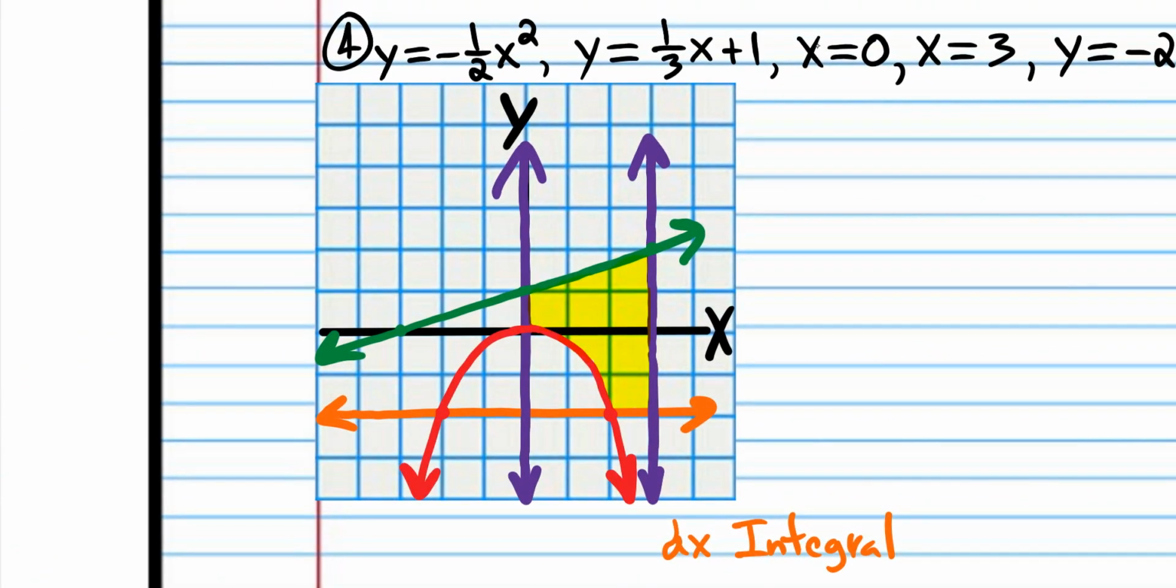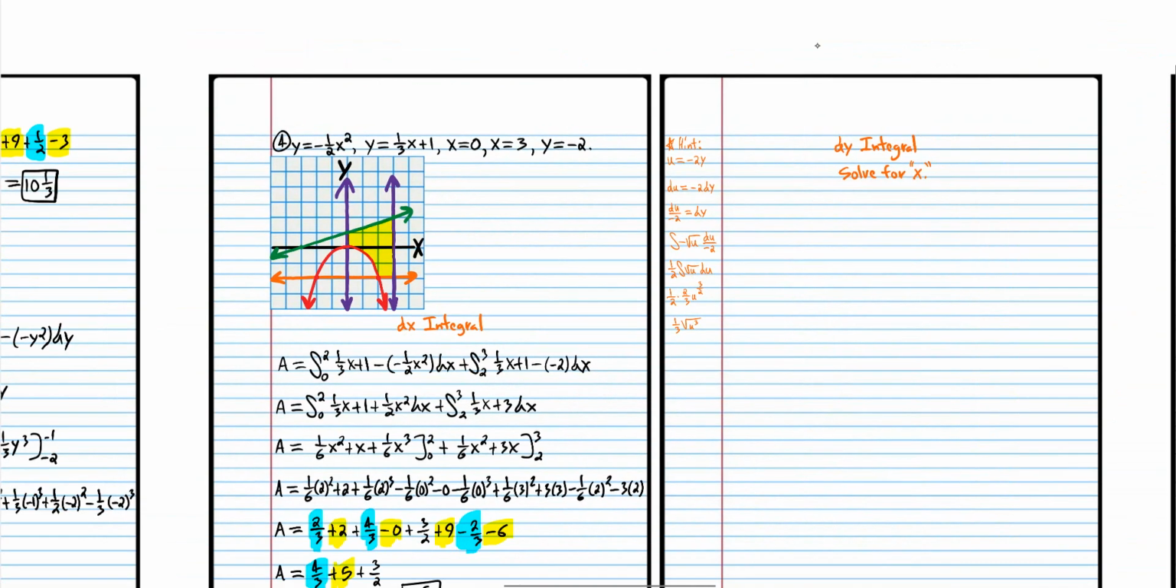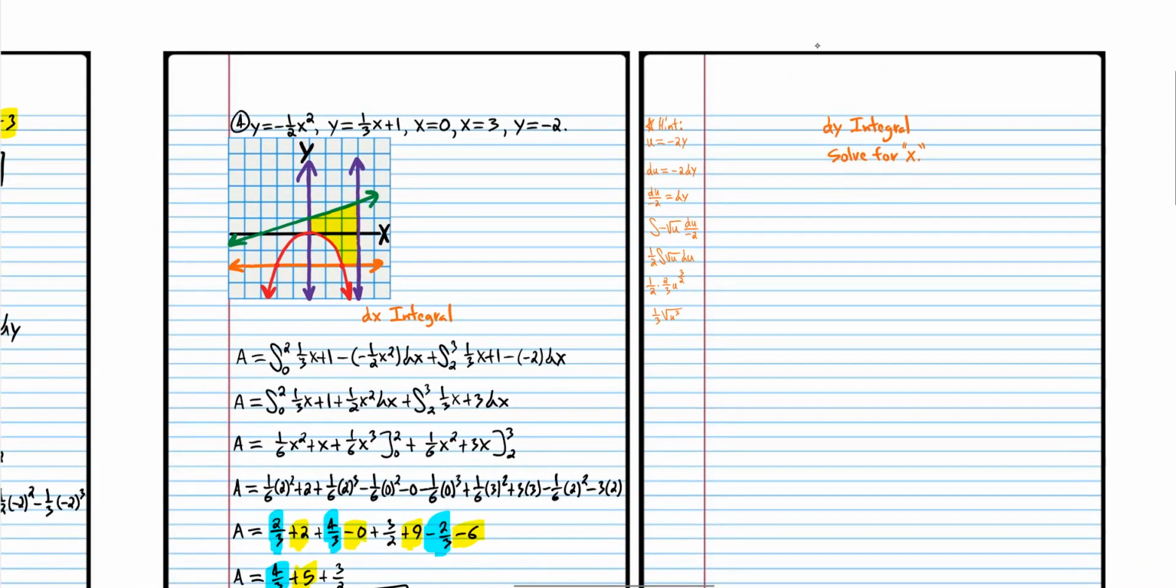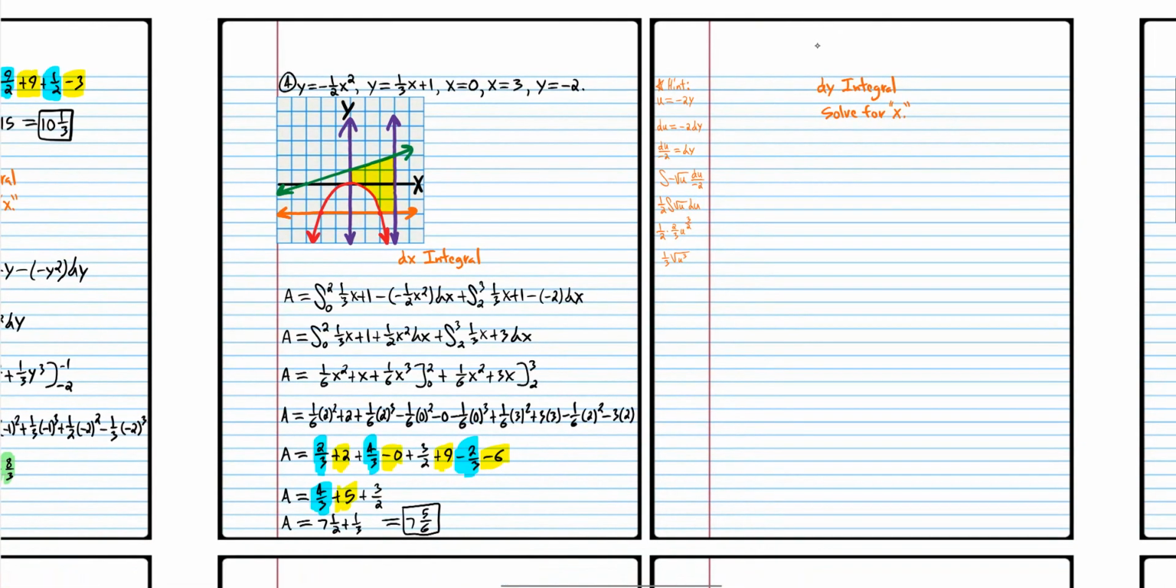So we're going to need three integrals for this. We're going to integrate from y equals -2 to 0 using the purple graph and the red graph. Then we're going to integrate from y equals 0 to y equals 1 using the two purple graphs. And then we're going to integrate from y equals 1 to y equals 2 using the green and the purple graph. So you need to solve for x in all the equations. So very, very important that you start by doing that.